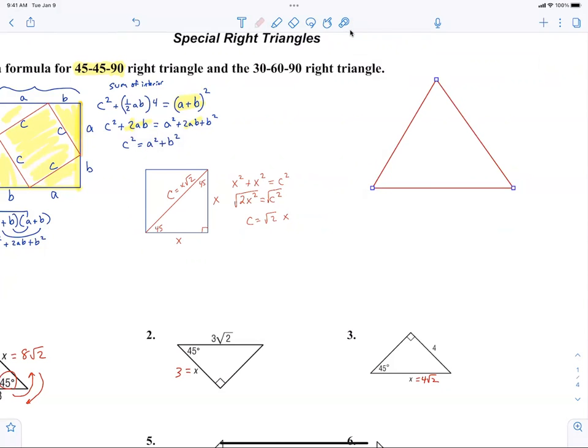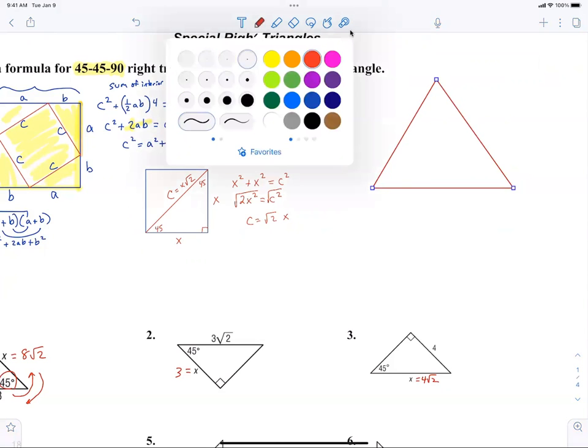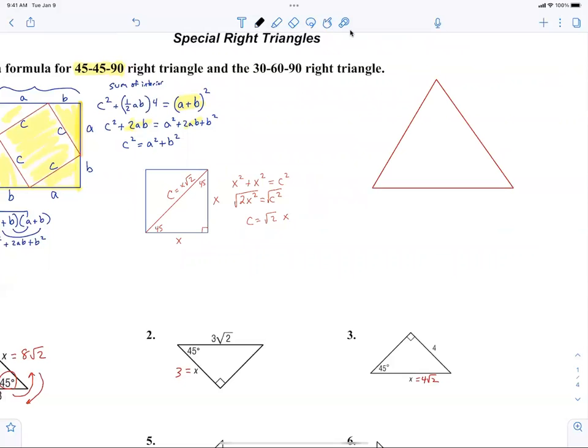All right. So because this is an equilateral triangle, then the side length I'm going to call C. Why do you think I'm going to call it C? Because I'm going to draw in the altitude. Now, first of all, can someone tell me what the angle measures are right off the bat?